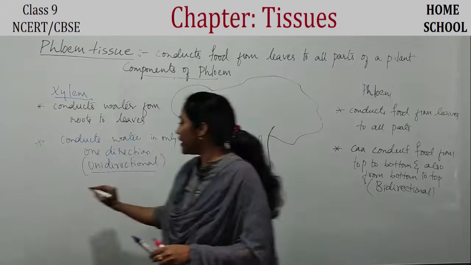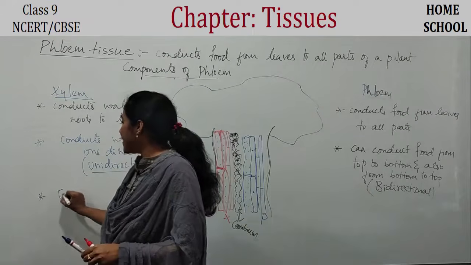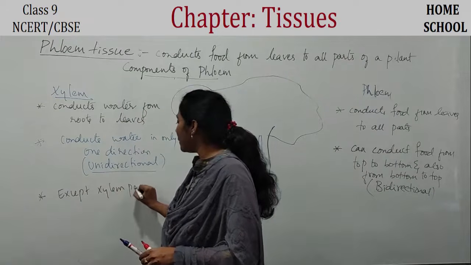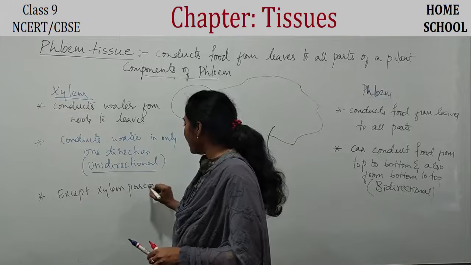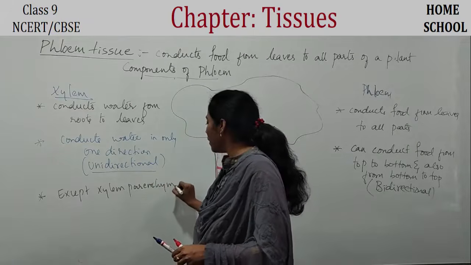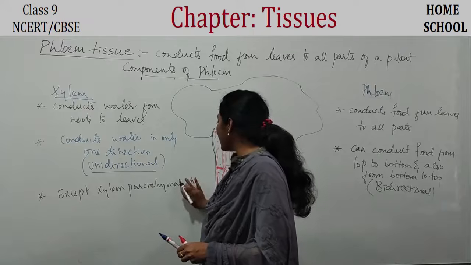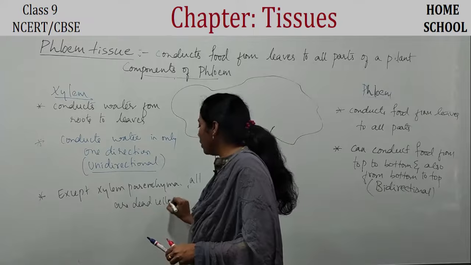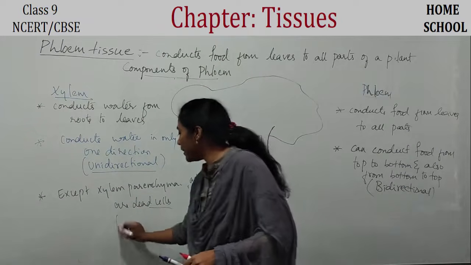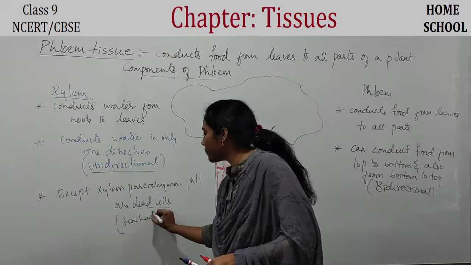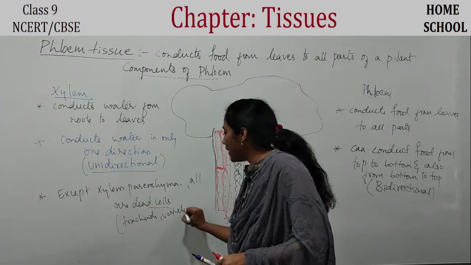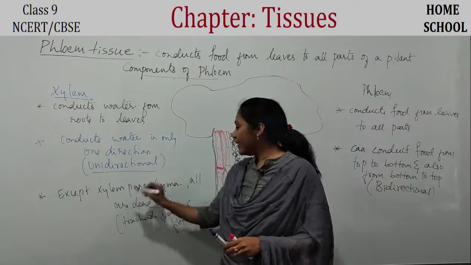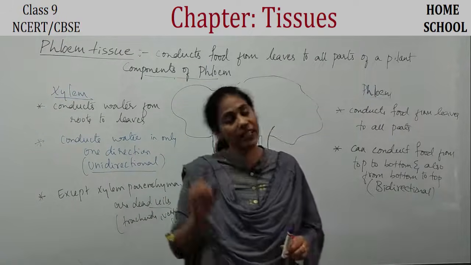And the next major difference is, except xylem parenchyma, all are dead cells. Yes or no? All in the sense what? Remaining, that is tracheids, vessels and fibers. These three are actually made up of dead cells. Only xylem parenchyma is a living cell.